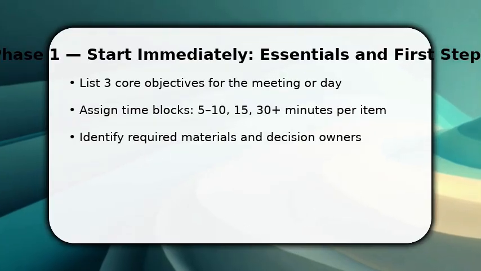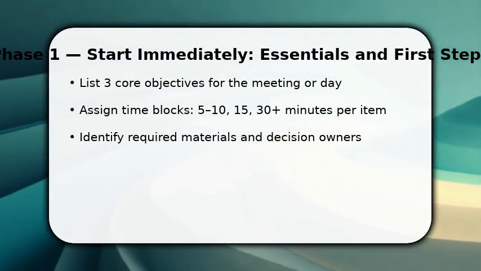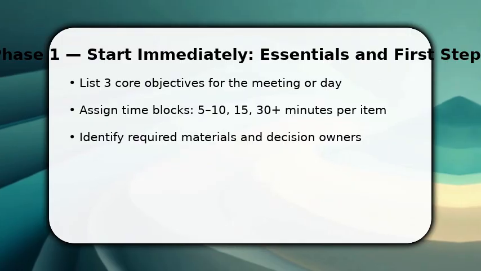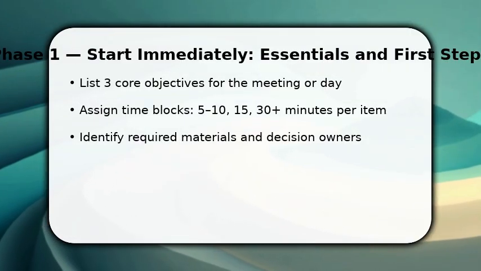You begin by naming the top 3 outcomes you need. This frames every choice. Once done, assign a realistic time block to each item so you avoid overruns. Make sure to note any documents or data you'll need and who must decide.